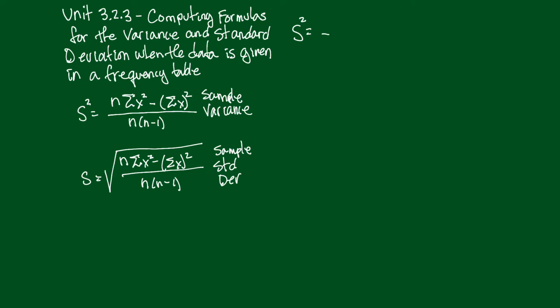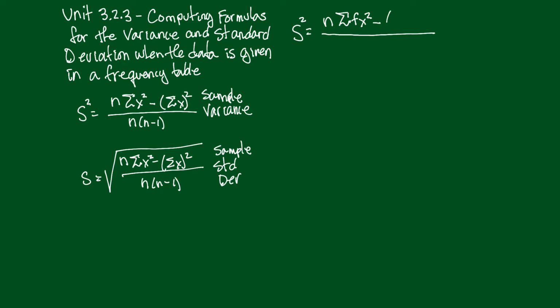So what we're going to have here is n times, now just a slight difference. Instead of just the x squared, since the data is in a frequency table, we have to account for how often each piece of data occurs. So we take f times x squared. Take the piece of data, square it, multiply it by the frequency, how many times it occurs. So you take each piece of data, square each piece, multiply each piece by its corresponding frequency, and then add up all those numbers.